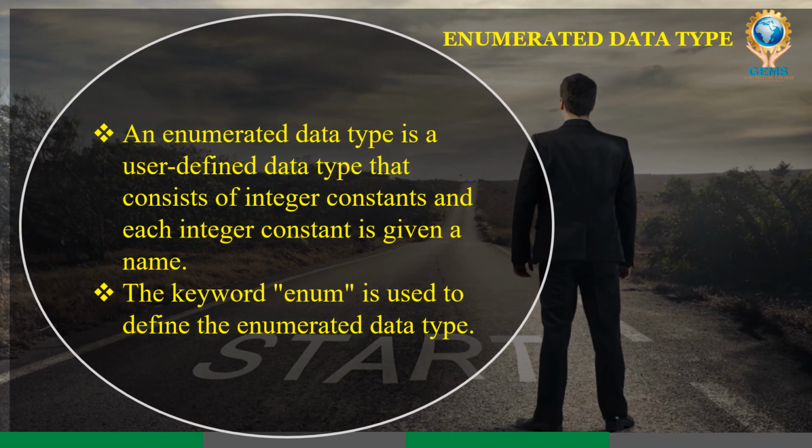Now we have enumerated data types. An enumerated data type is a user defined data type that consists of integer constants, and each integer constant is given a name. The keyword enum is used to define the enumerated data types. So dear students, kindly keep this word enum in mind. This is the keyword when we are going to define an enumerated data type, then we must use this keyword. This way we are able to identify that this is an enumerated data type.